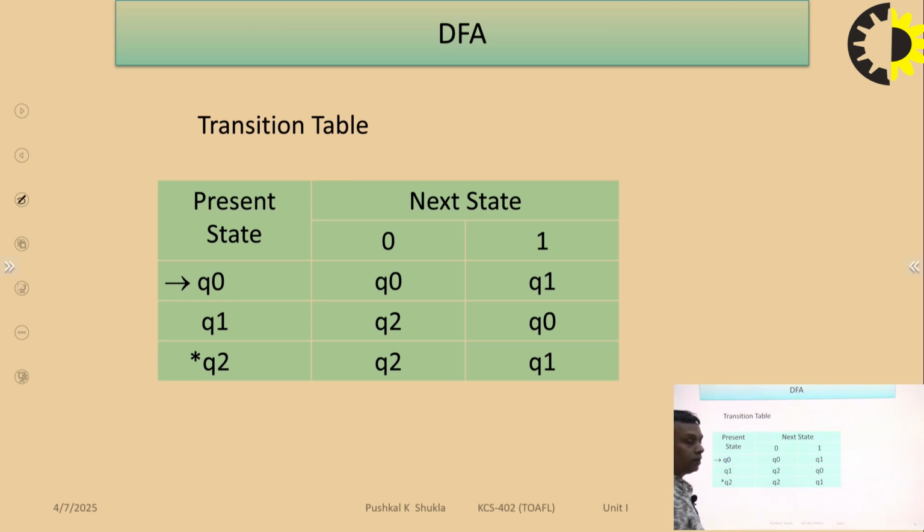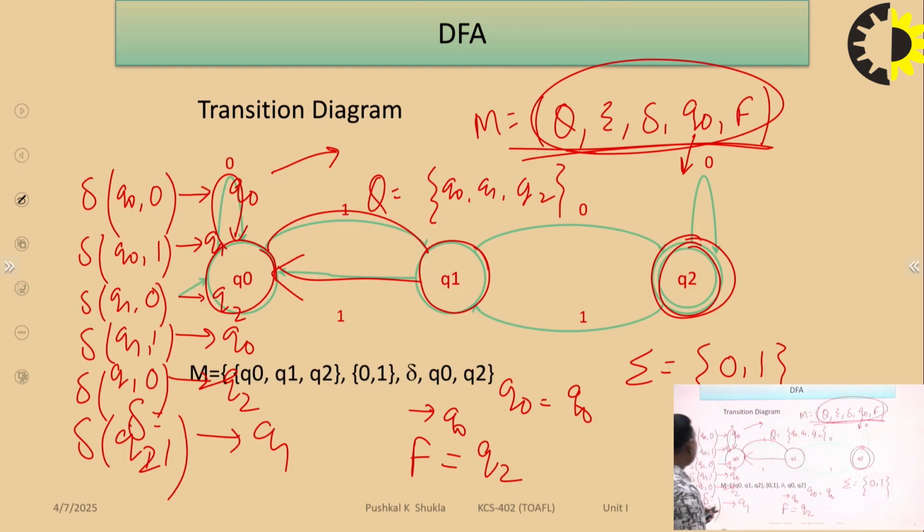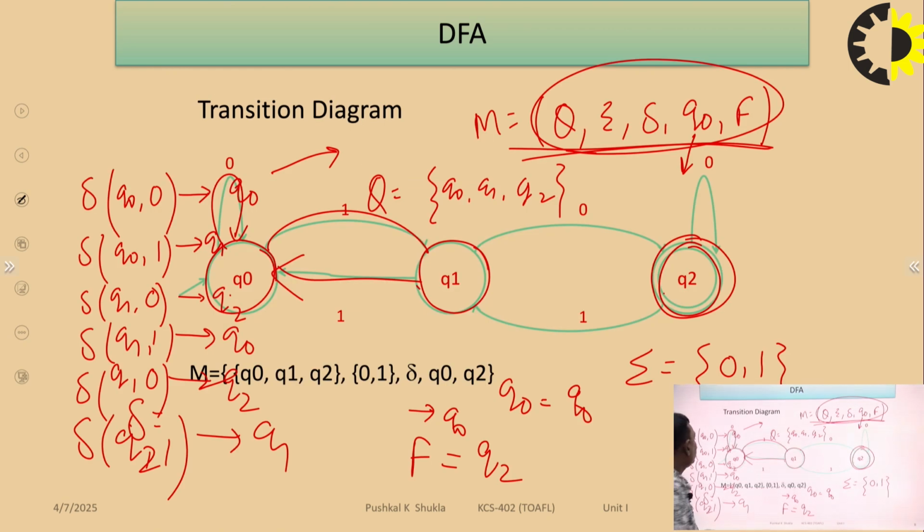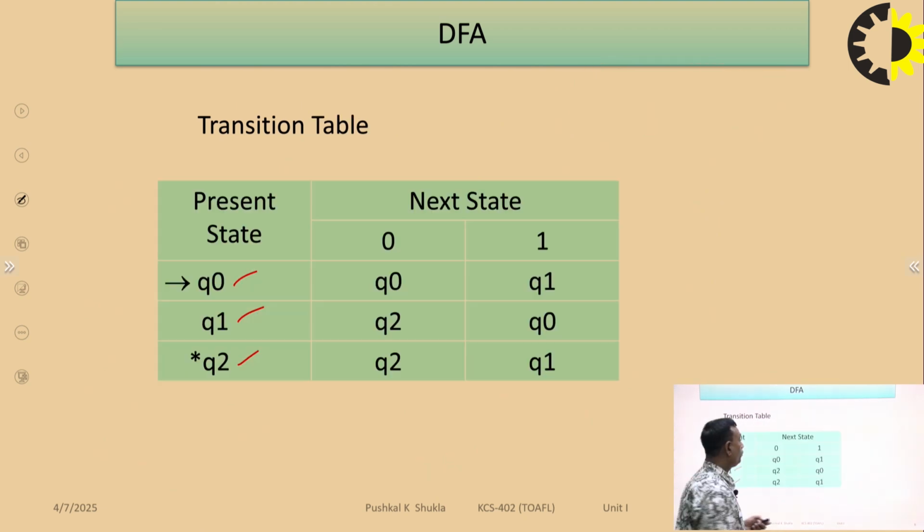How do we represent it with the transition table? First of all we write the present state and then the next state. The present states are Q naught, Q1 and Q2, these three states. So we write Q naught, Q1 and Q2. Under next state, there are two inputs, 0 and 1, so we write 0 and 1.